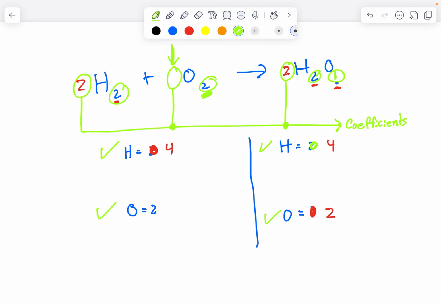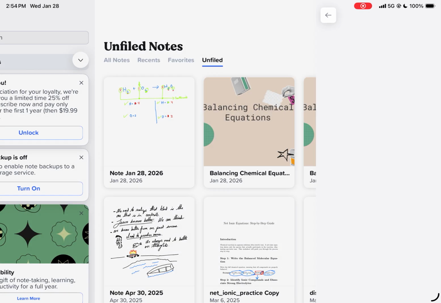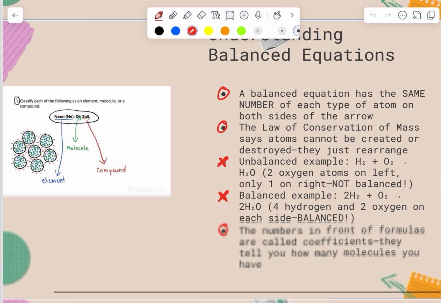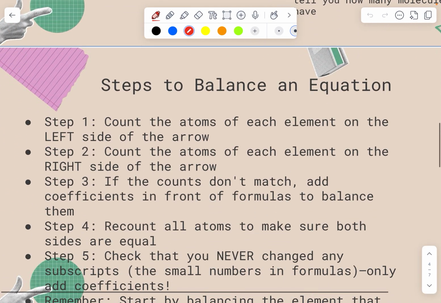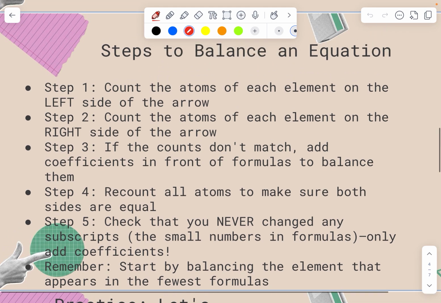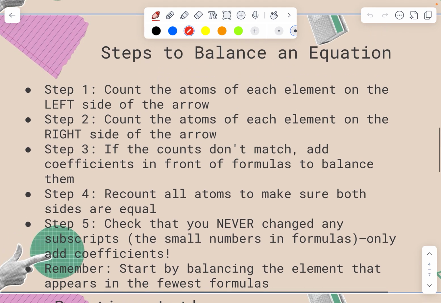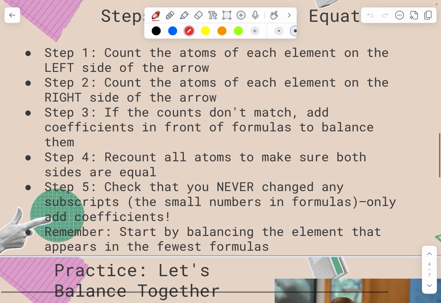Anything else that I want to say about this example? Oh, I did. If nothing is written, it's assumed that it's 1. You could put it or you don't have to put it. So it's up to you. All right, go ahead and pause the video. Steps to balance an equation. And go ahead and write these steps down in your notes to get your credit for your notes today.